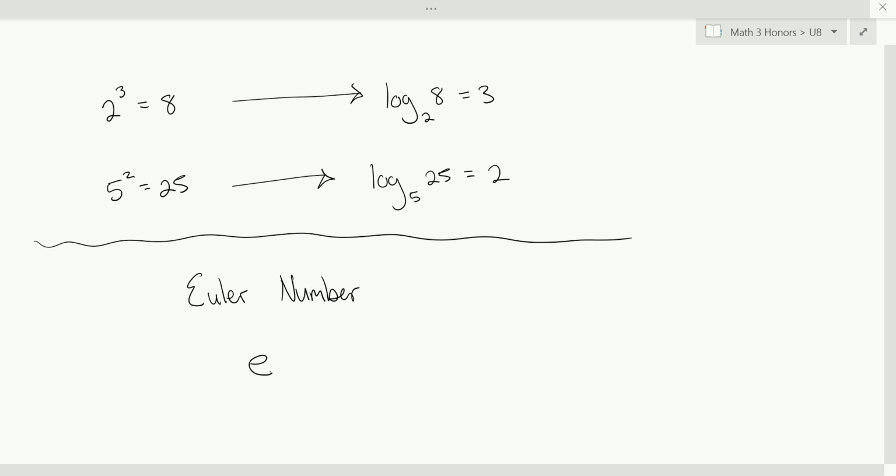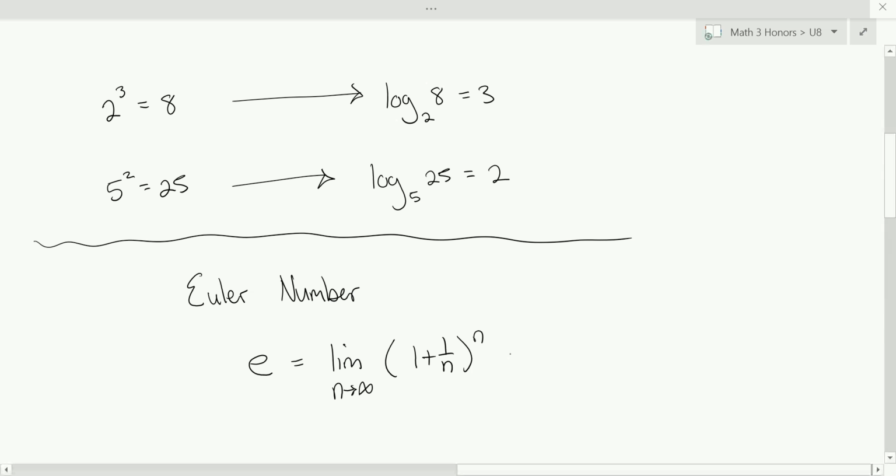You guys remember talking about limits a little bit? Limit as something goes to infinity. Here's the definition of E. E is the limit as n goes to infinity of 1 plus 1 over n to the power of n. Okay? You don't have to memorize that or anything. I'm just giving you some context. That approaches this number E.